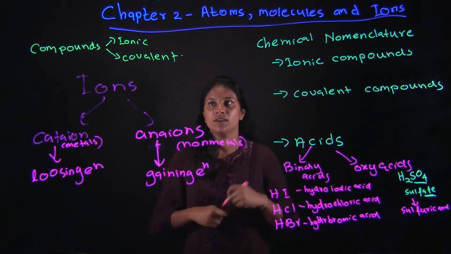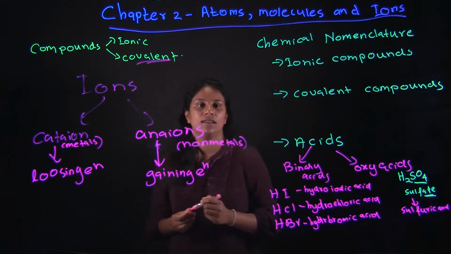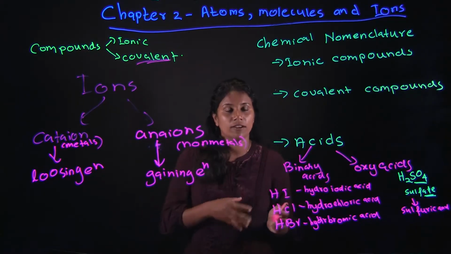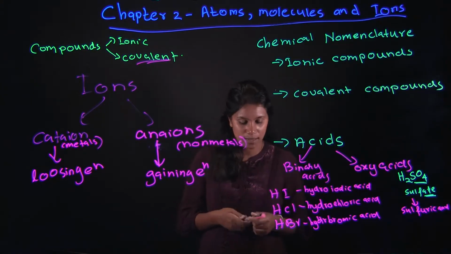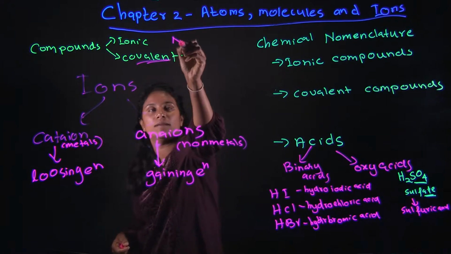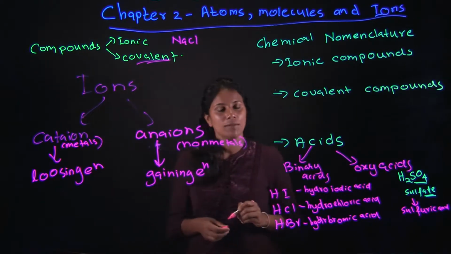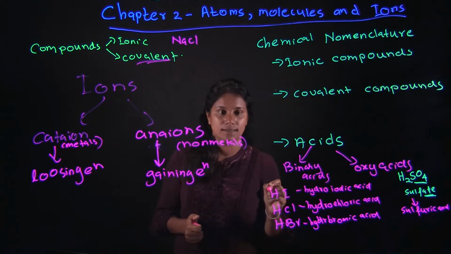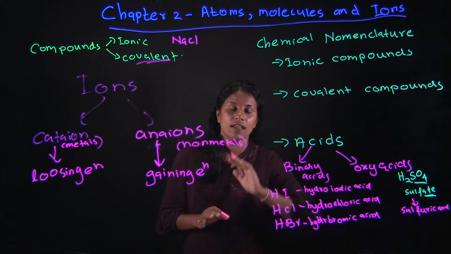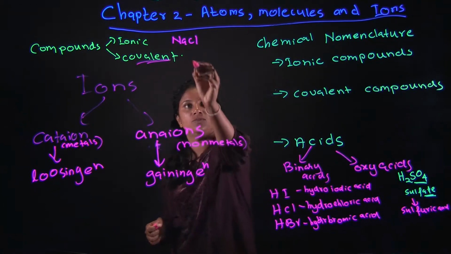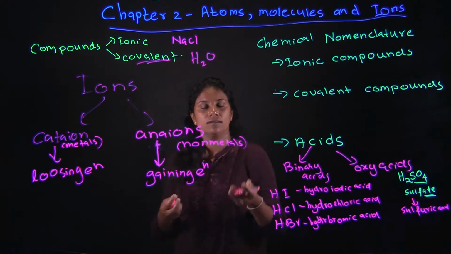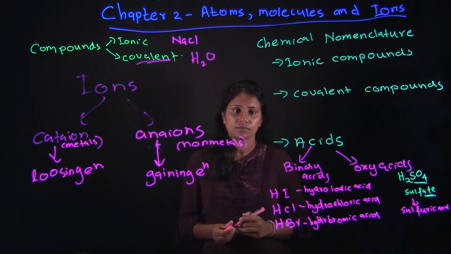And there is another type of compound, which is covalent. In covalent, there's no giving of electrons. They have two atoms, and they completely share electrons. An example of an ionic compound is sodium chloride. In sodium chloride, sodium completely loses its electron, and chlorine gets that electron. A covalent compound example is water. In water, they share electrons.